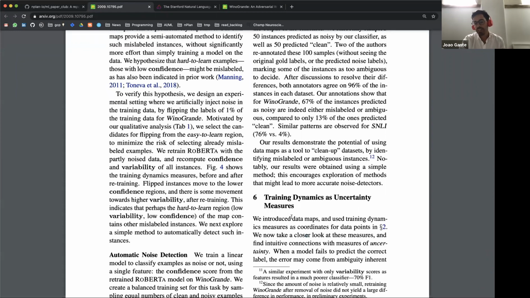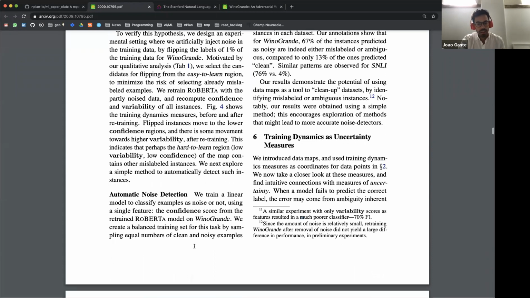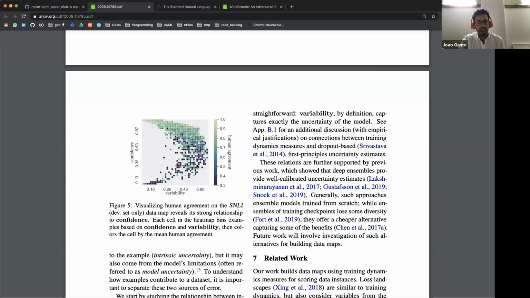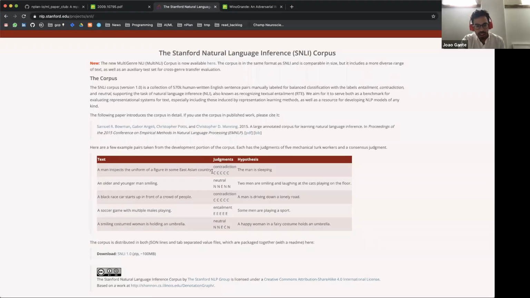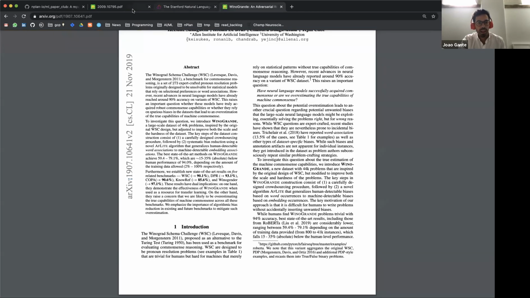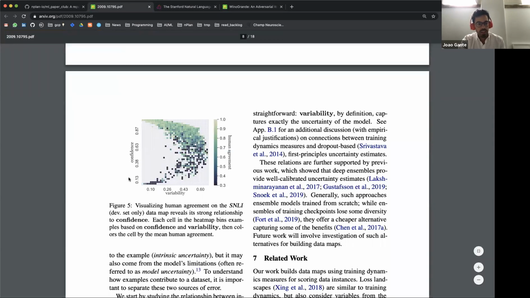as an uncertainty measure. And to do that, they use the SNLI dataset, which, as we can see here, has 5 labels for each example. And they plot the confidence in their map versus the variability in their map versus, in color, the percentage of human agreement. And you get this shape where the samples with high confidence and low variability usually have high human agreement, and the other way around. So samples with low confidence and low variability usually have high human disagreement.